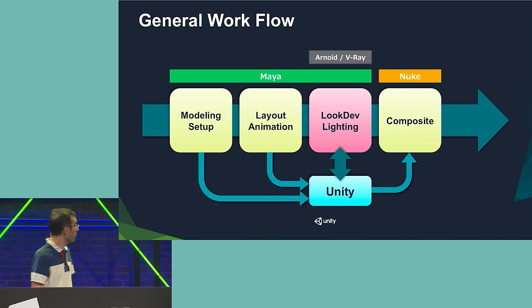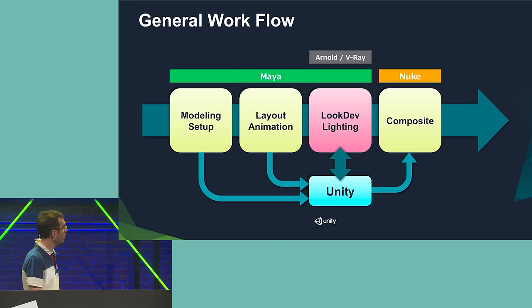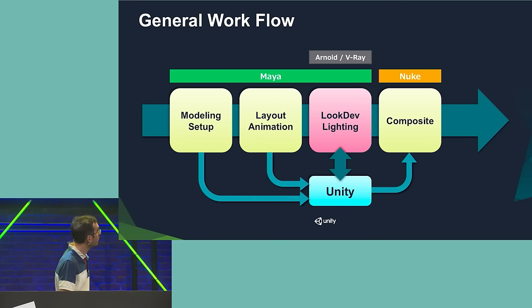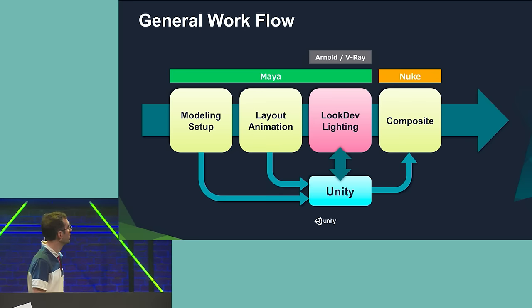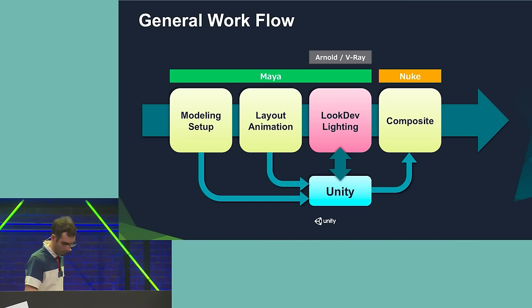So here is a rough, very rough, actually, outline of our current pipeline. I don't think there is anything very special about that. It's pretty standard. I've laid it out so that you can easily see where we use Unity. So mainly look dev, shading, and lighting, basically. Those are the parts that we would usually use a third-party renderer for, like Arnold or V-Ray. So we basically use Unity as a renderer, just keeping the same inputs and the same outputs as we would usually have.